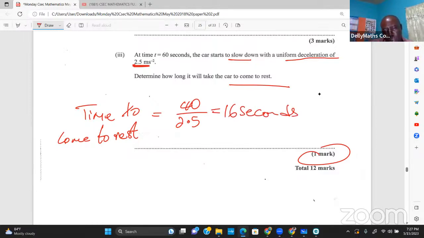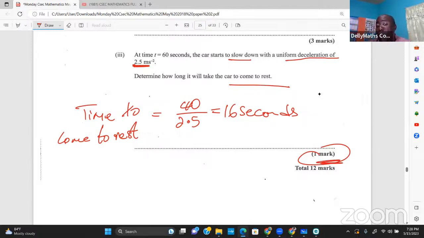It's going to say 16 seconds. Think about the reality though. If my car is moving at 40 meters per second, and I'm slowing down at 2.5 meters every second, after 16 seconds, I am now at 0. Makes sense? Because repeated subtraction is actually division. So I minus 2.5, minus 2.5, minus 2.5, minus 2.5. It's like dividing by 2.5, 16 seconds.